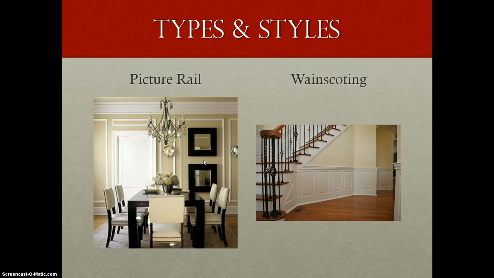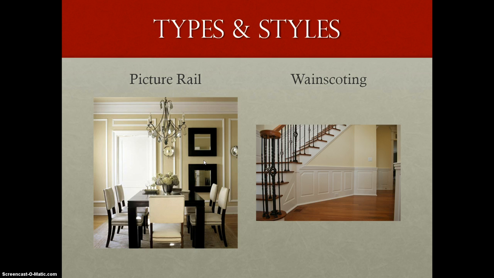Picture rail is a type of molding that is fixed to the wall, and it's sometimes used as a decorative image, or it's also to hang pictures on. Most of the picture rail will have a lip on it so that you can hang those pictures from it. In this picture, those picture frames are inside the picture rail.